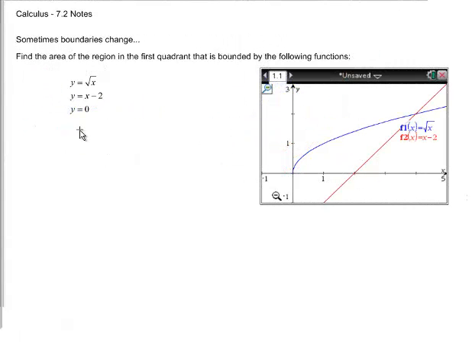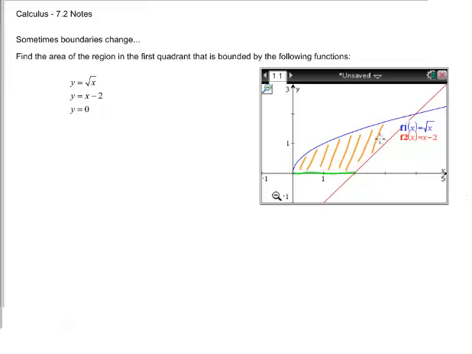Now we're going to look at finding the area of a region that's in the first quadrant, bounded by the x-axis on the bottom, and on the top by the square root of x, and then also bounded by x minus 2. So what we're going to do is put a line right here for my bottom boundary, and we're going to try and find the area of this region right in here.